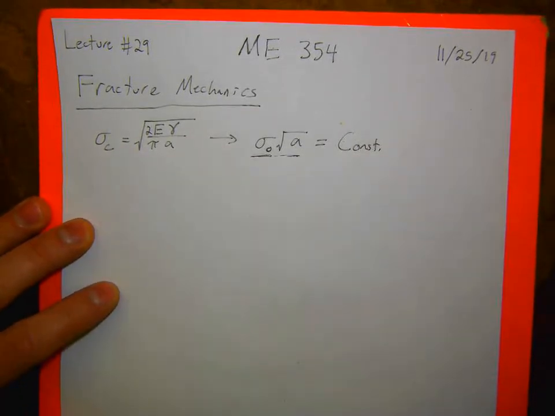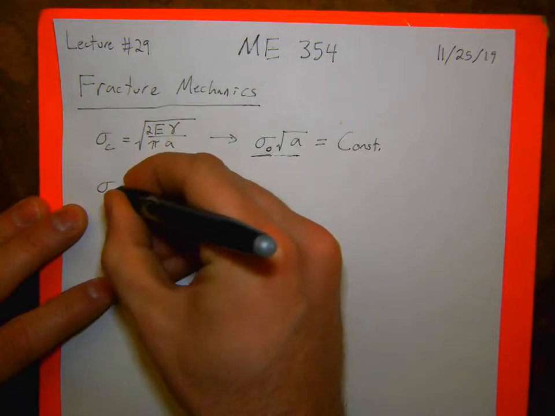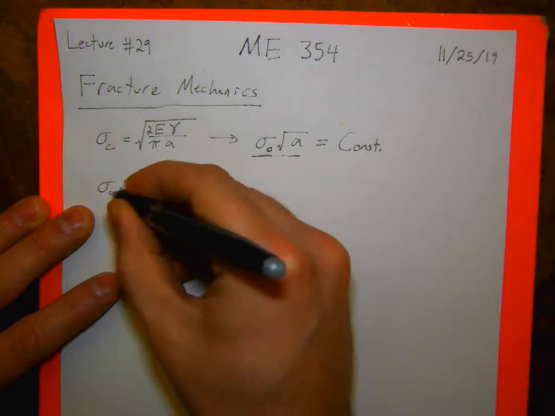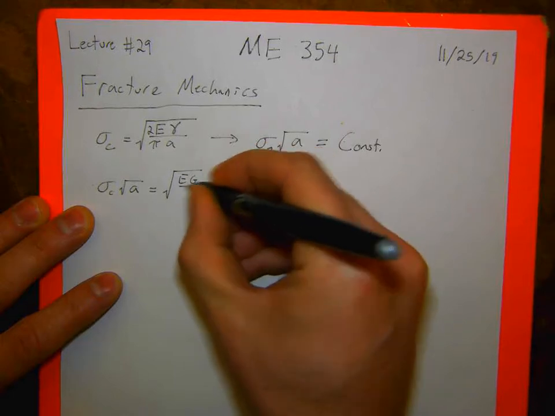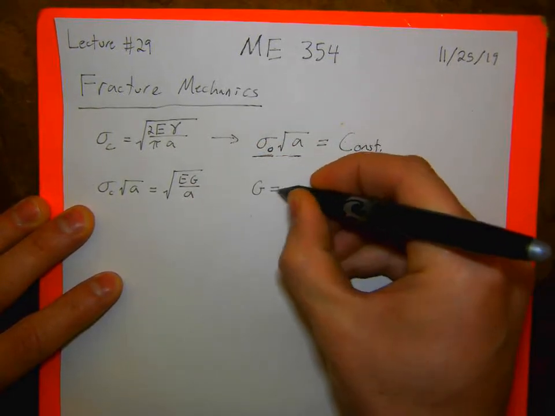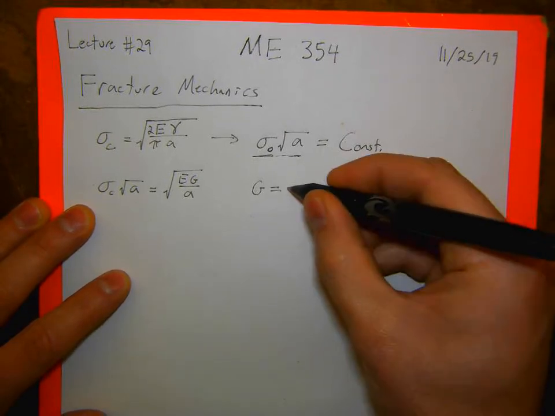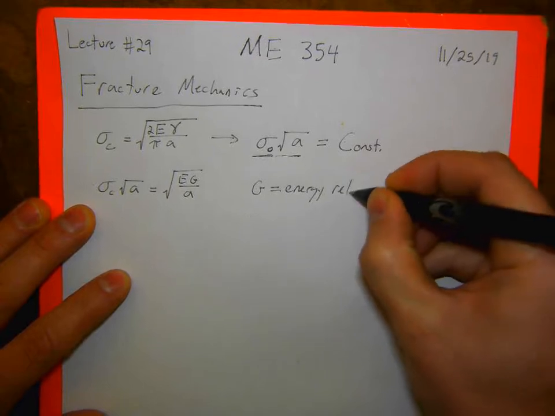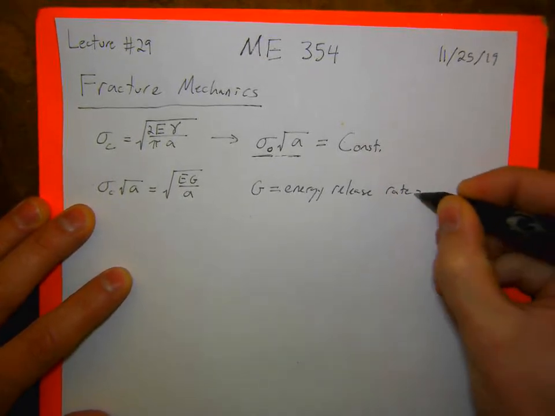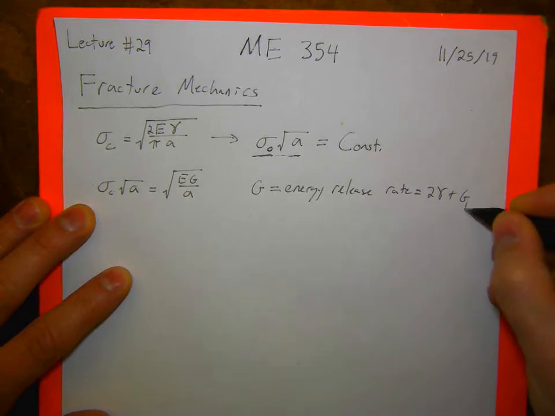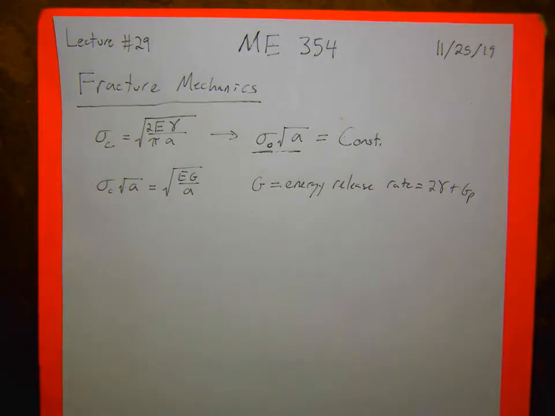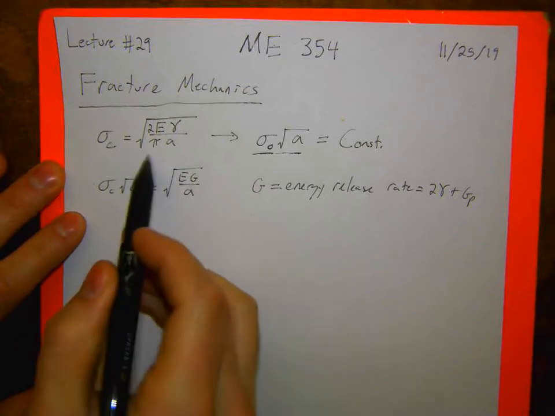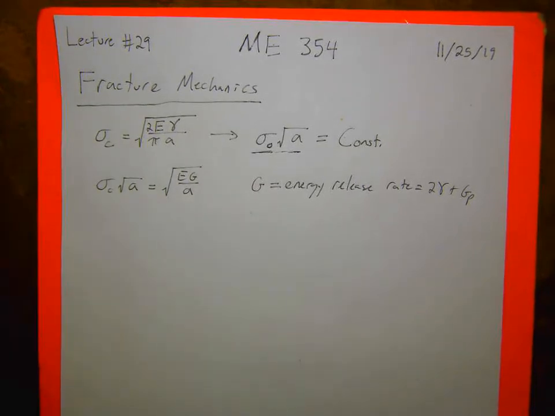The second criteria we showed was that Irwin criteria, which is similar. It still says σ square root a is constant, but now it says that constant is EG over π, where G I'm going to call my critical energy release rate, which is the surface energy formation and the plastic energy dissipation. So here this 2γ is the surface energy that's formed when I split a material in half. Basically, for a brittle material, it says there's some competition between elastic strain energy and the energy it takes to form two new surfaces.